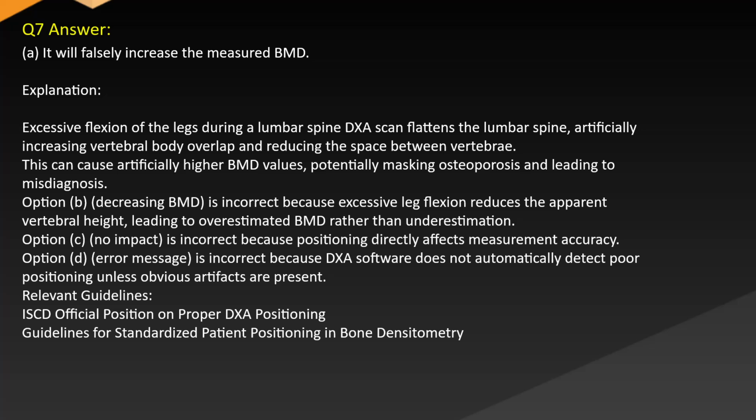Option B, decreasing BMD, is incorrect because excessive leg flexion reduces the apparent vertebral height, leading to overestimated BMD rather than underestimation. Option C, no impact, is incorrect because positioning directly affects measurement accuracy. Option D, error message, is incorrect because DXA software does not automatically detect poor positioning unless obvious artifacts are present. Relevant guidelines: ISCD official position on proper DXA positioning guidelines for standardized patient positioning in bone densitometry.